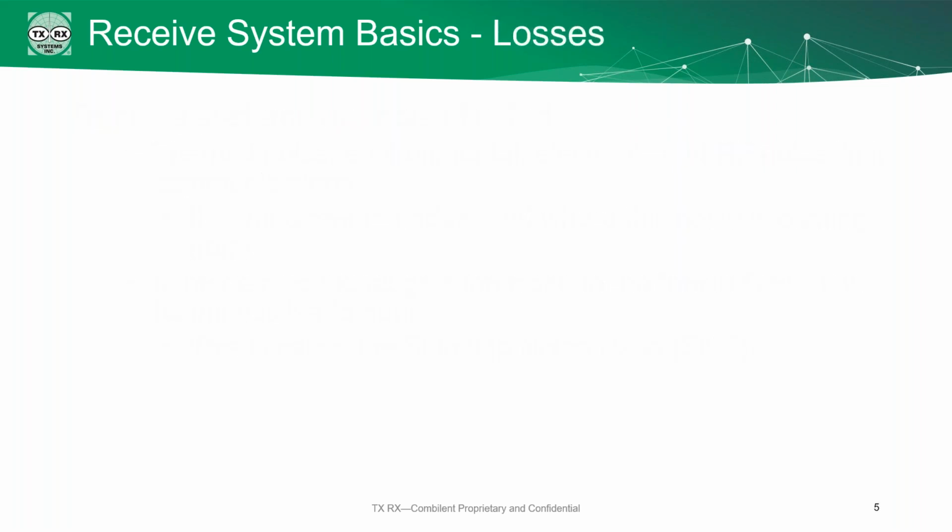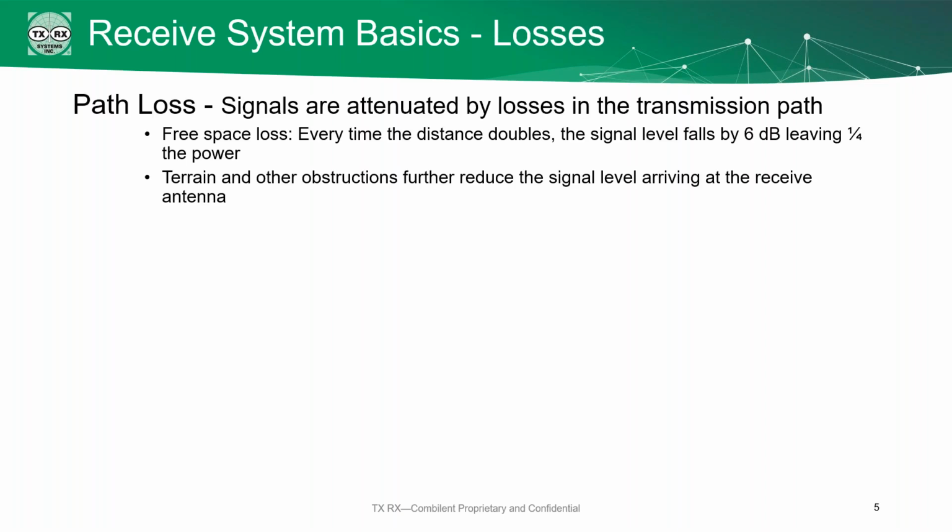Along with this other noise, we have some losses that happen in our system. The first is what's referred to as path loss. As your signals go through just free atmosphere, there's a certain reduction in signal strength. Every time the distance doubles, your signal is going to fall by about 6 dB, which is a quarter of the strength of what you originally transmitted it with.